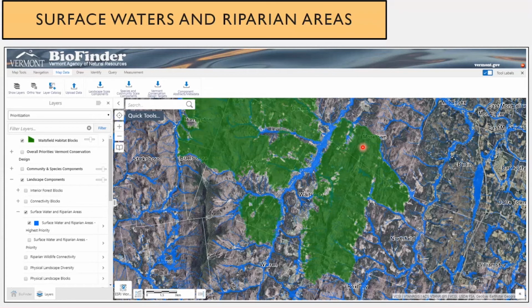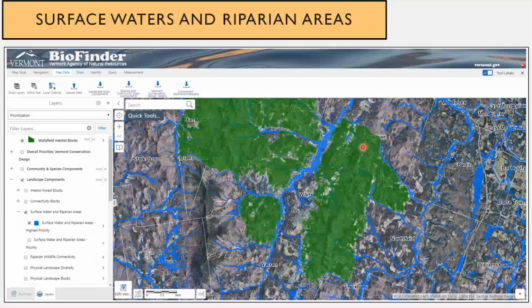A variety of towns have fluvial erosion hazard zones or overlay districts for surface waters. So you might protect your surface waters separately and not include it on your Act 171 map, but it's still integrally important to this overall network of connected lands and waters.